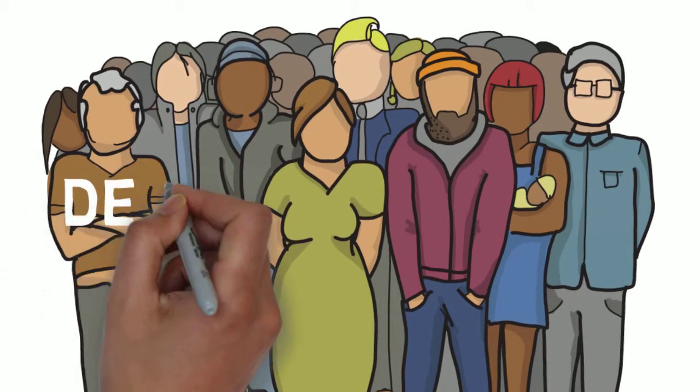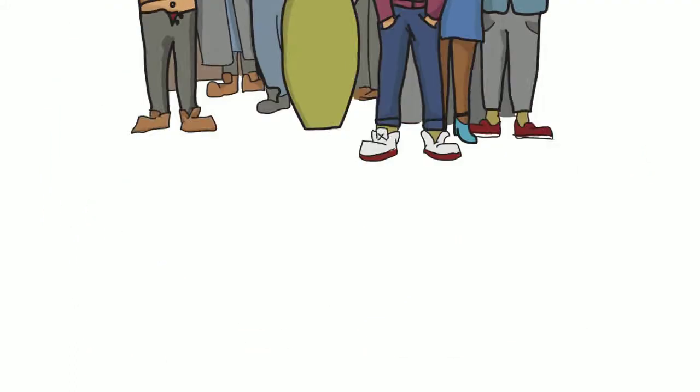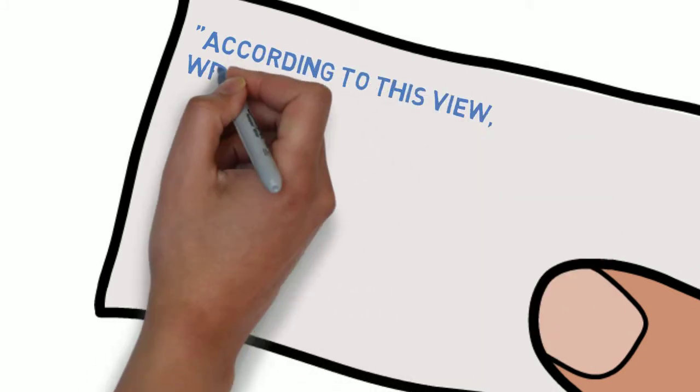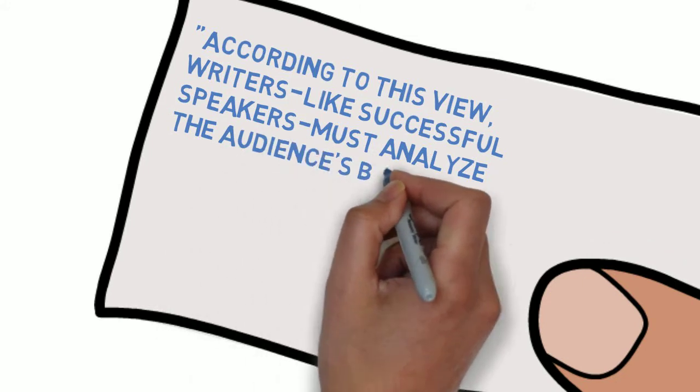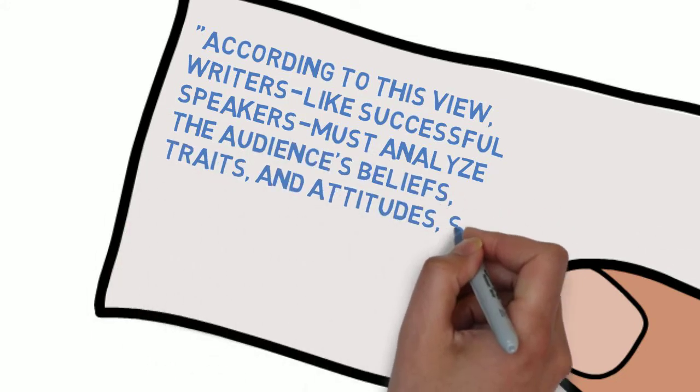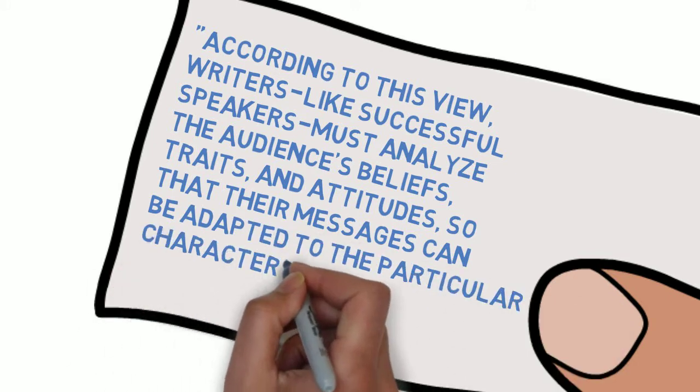Before we begin our how-to steps, we will define the relevant concept of audience. According to these three perspectives on audience defined by Barry Kroll, writers, like successful speakers, must analyze the audience's beliefs, traits, and attitudes so that their messages can be adapted to the particular characteristics of specific audiences.